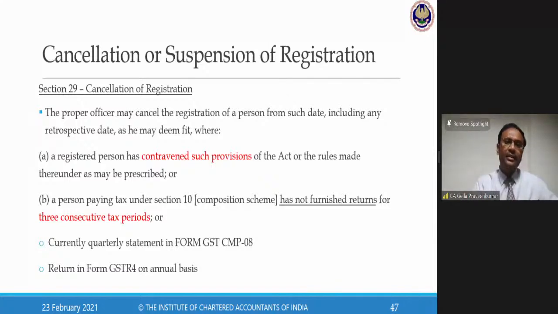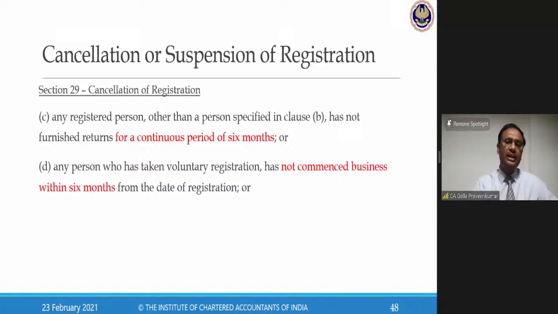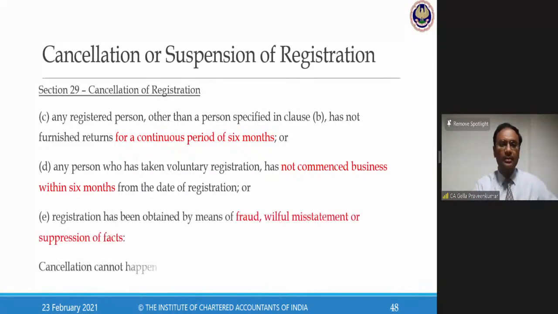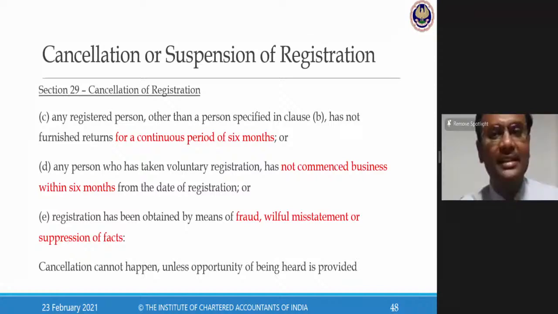Sir, I have to file my returns. I have failed to file my returns for a continuous period of 6 months. Sir, I have to start my business. I have not commenced my business. Like we talked about my voluntary registration. As per voluntary registration, I felt I'll start my business, but after registration, till 6 months, I haven't. I filed nil returns for a period of 6 months.